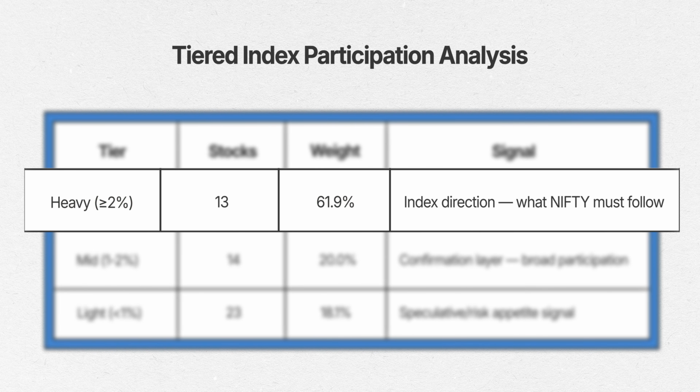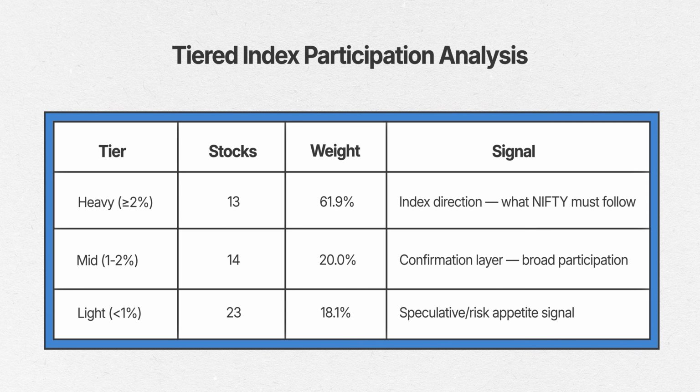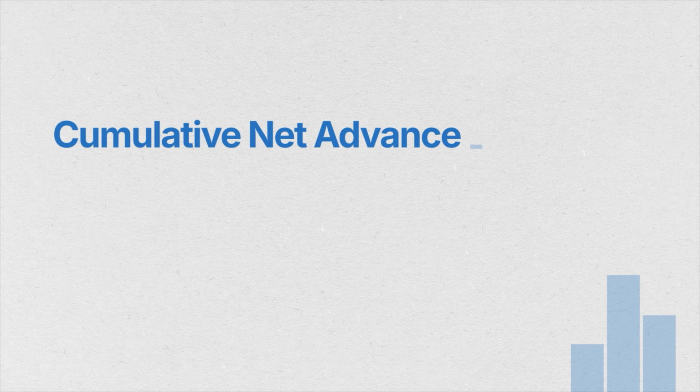And there are 13 such stocks. Mid would have stocks which have 1 to 2% weight, and there are 14 such stocks. And then light tier would have the rest of 23 stocks which have lesser than 1% weight. Now for each of these three tiers or categories, we can calculate a cumulative net advance decline.